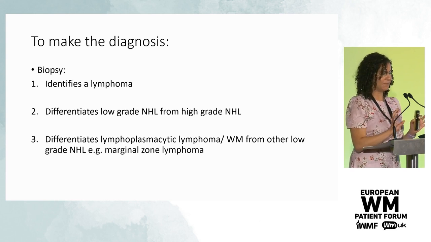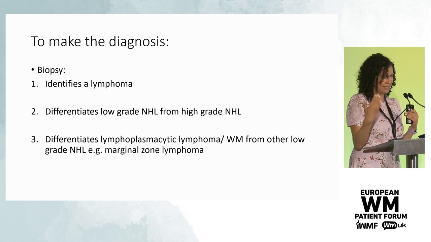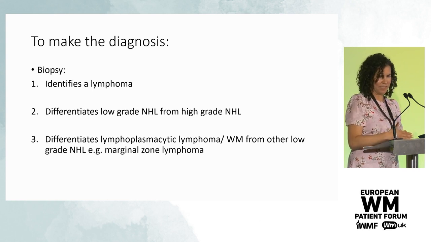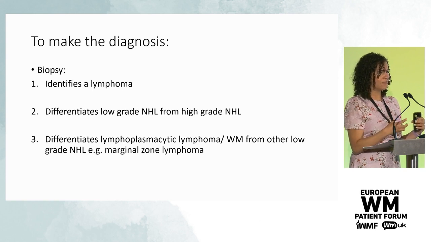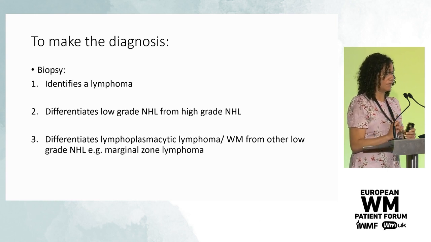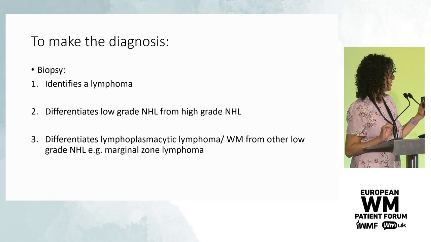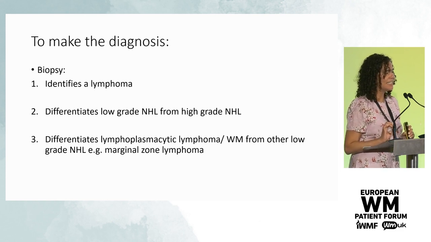So seeing that there's a lymphoma or not is not enough for us to be able to diagnose lymphoplasmacytic lymphoma and then Waldenstrom. So we will want to differentiate the low-grade lymphomas, so the ones that we think of as more slower growing and indolent, and WM is a form of what we consider a low-grade lymphoma. And sorry, I've used an acronym there. The NHL stands for non-Hodgkin lymphoma.